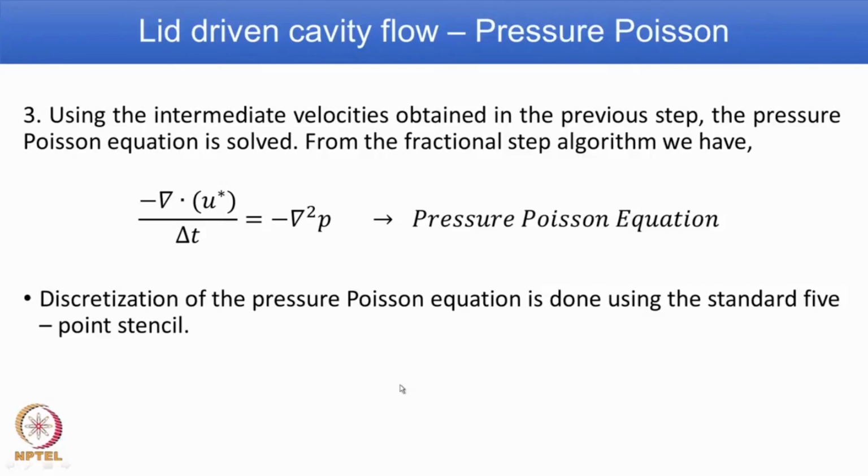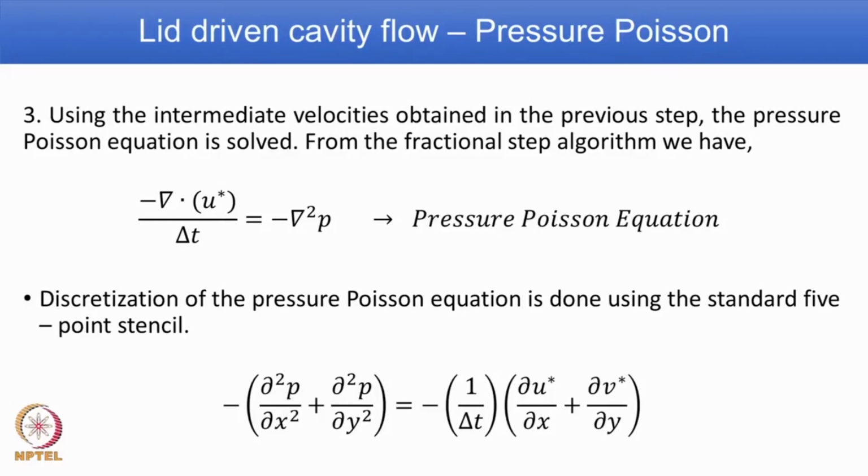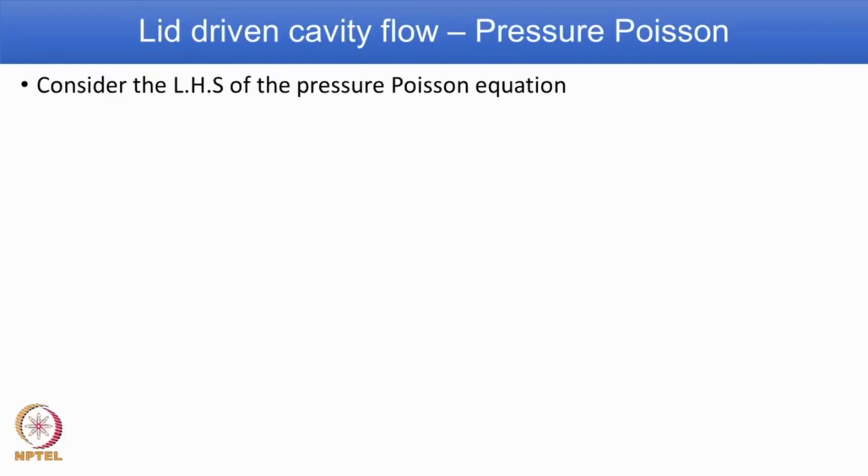Discretization of the pressure Poisson equation is done using the standard 5 point stencil, such as minus dou squared p by dou x squared plus dou squared p by dou y squared is equal to minus 1 upon delta t multiplying dou u star by dou x plus dou v star by dou y. This is the pressure Poisson equation. This is separately obtained. We already listed how to obtain this pressure Poisson equation.